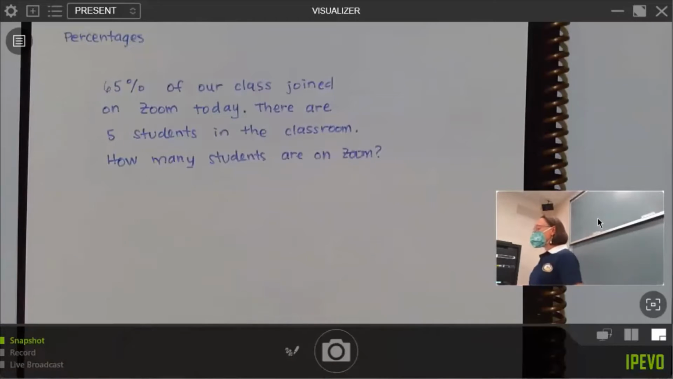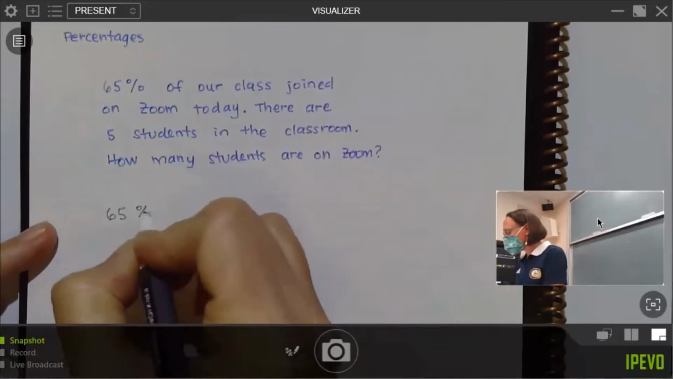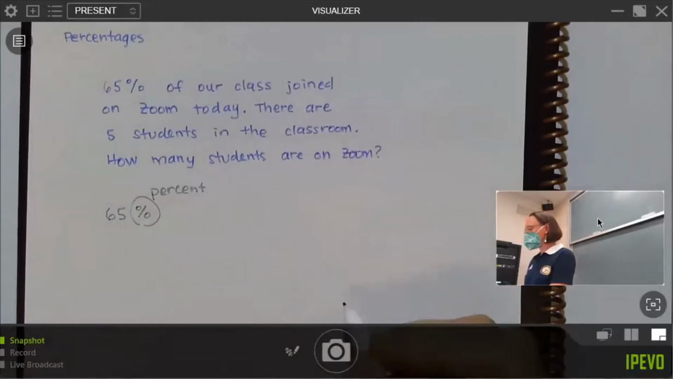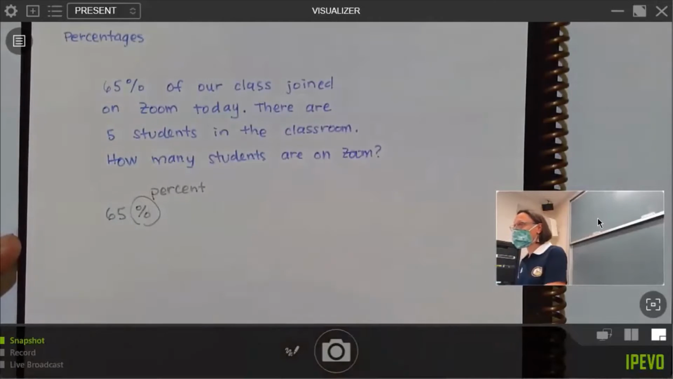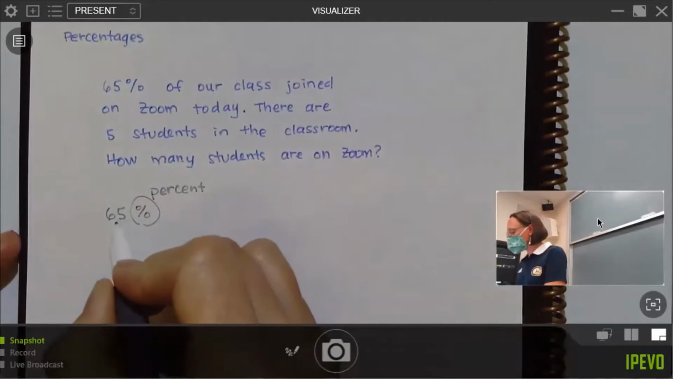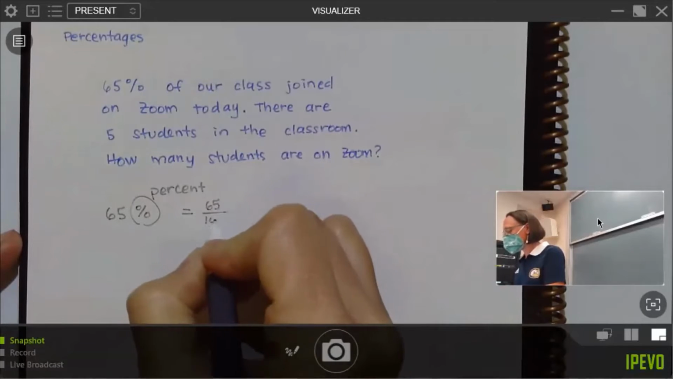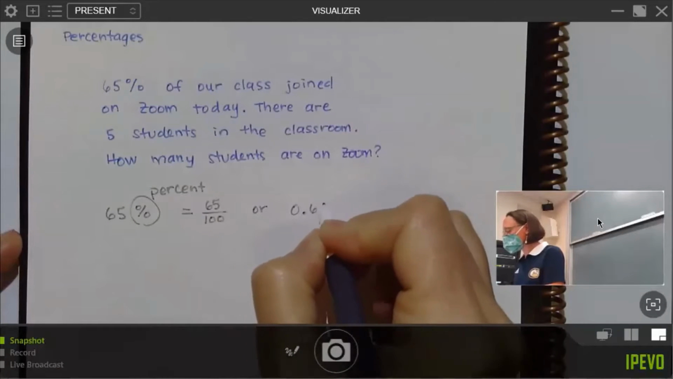But when we say 65%, that percent symbol, this thing right here, which we read as percent, for any Latin root lovers or Spanish speakers, it is por cien, like it's 65 out of 100, right? But this means mathematically 65 divided by 100, or we can write it as a decimal as 0.65.